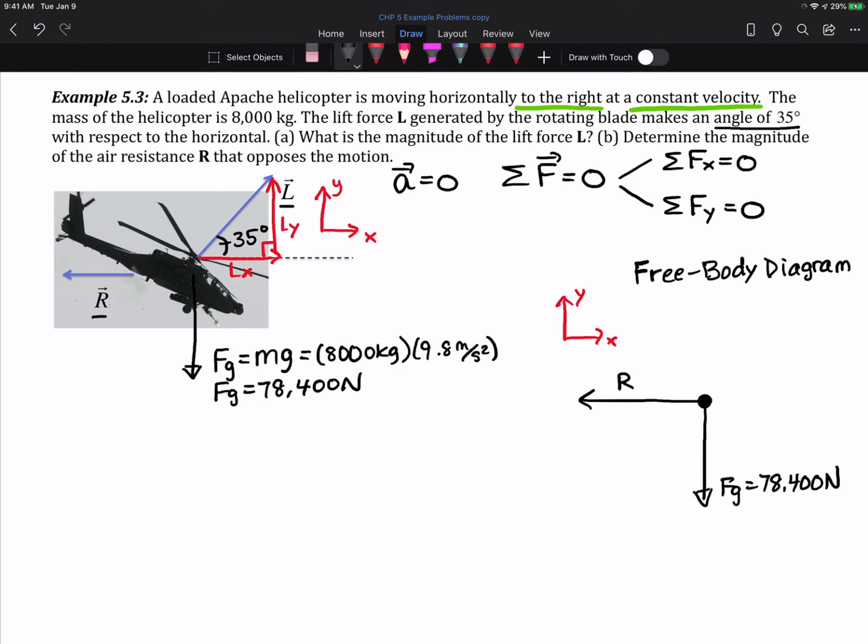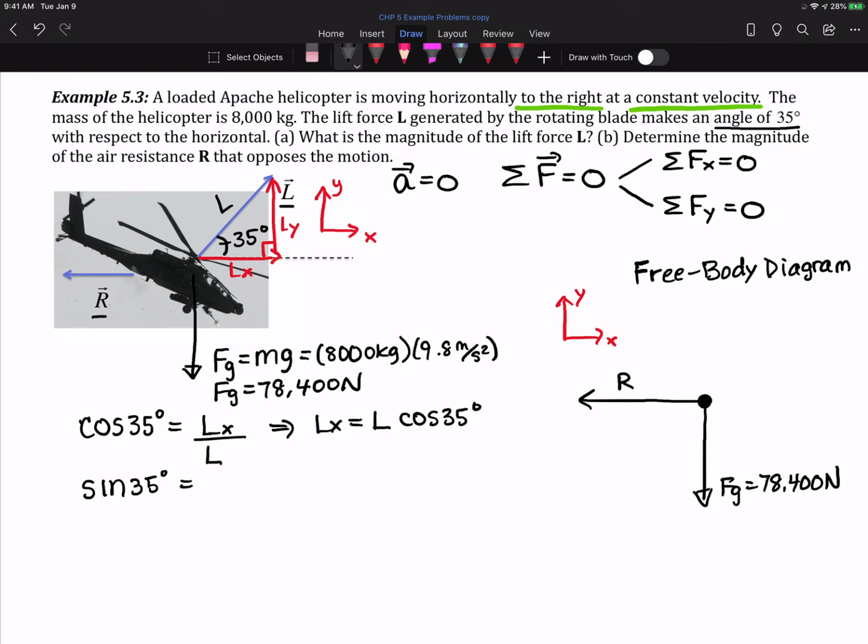The hypotenuse of our triangle is the actual lift force itself, and so we can write down that the lift force in the x direction, or maybe we should do it this way, that cosine of 35 degrees is equal to the adjacent side of the triangle, which is the x component of the lift, over the hypotenuse, which is the magnitude of the lift. And so we can write down the x component of the lift as being the magnitude times cosine of 35 degrees. And then we can do the same thing using the sine function.